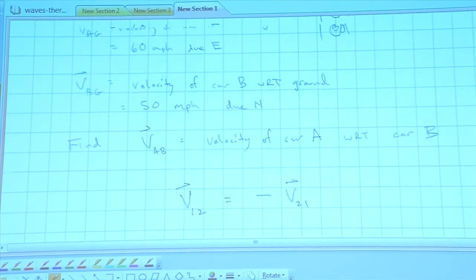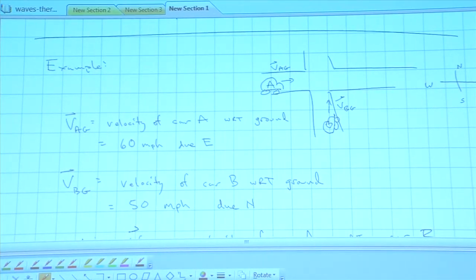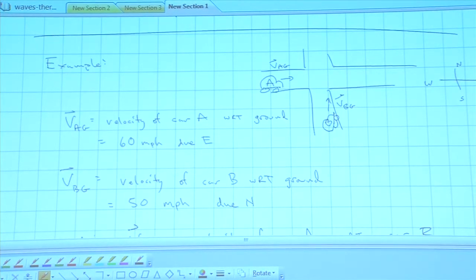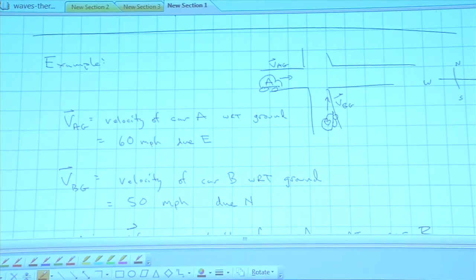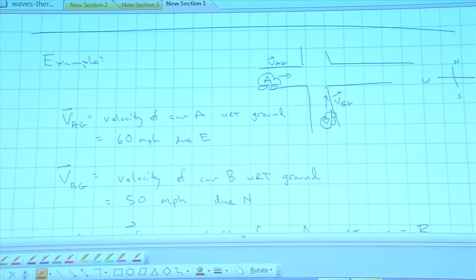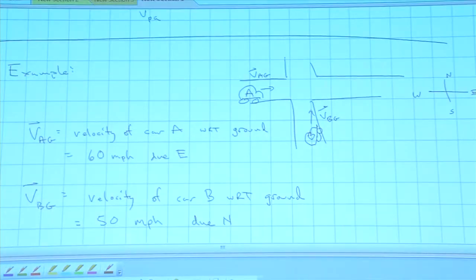So what we're looking at here is, what does car A look like if you're sitting in car B? What does the velocity look like? What do you think? What direction is it going to go? If you're sitting in car B, looking at car A, what direction does it look like it's going? So what's the verdict?